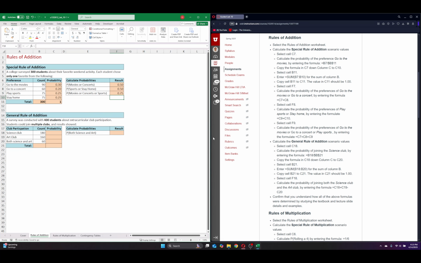Next thing we want to do is the general rule of addition. A survey was conducted with 400 students about extracurricular club participation. Students could join multiple clubs, and these are the results as shown. So we have the science club, the art club, and students that are in both the science and art club.